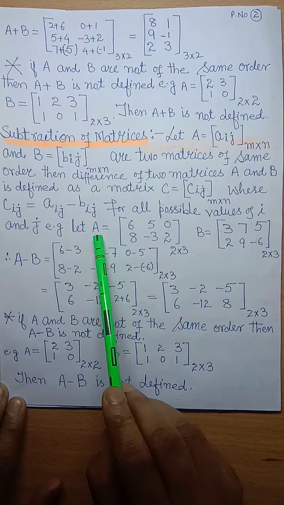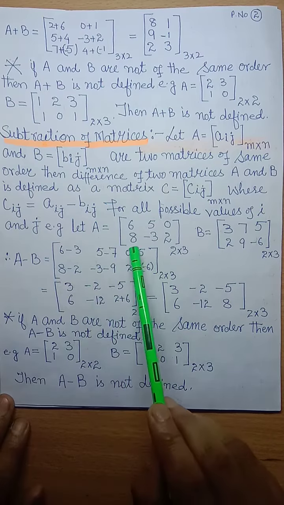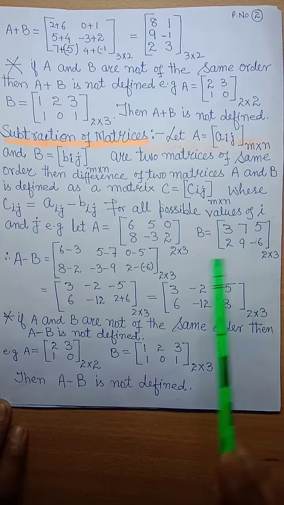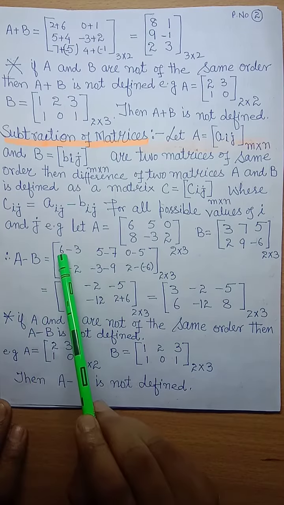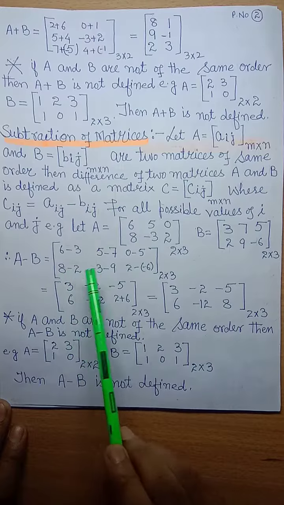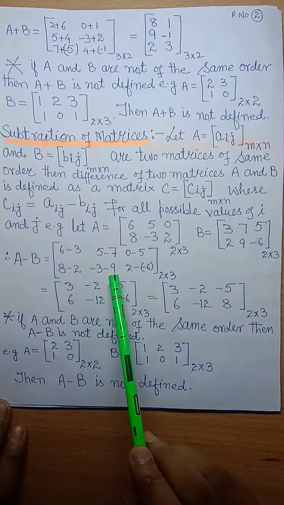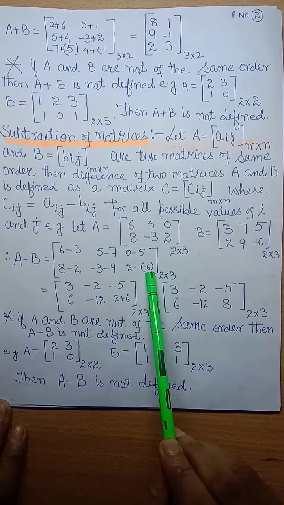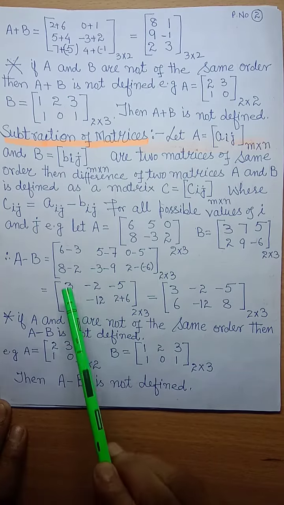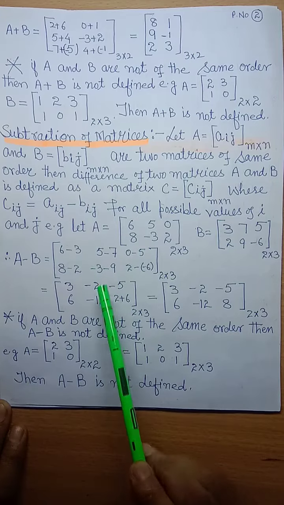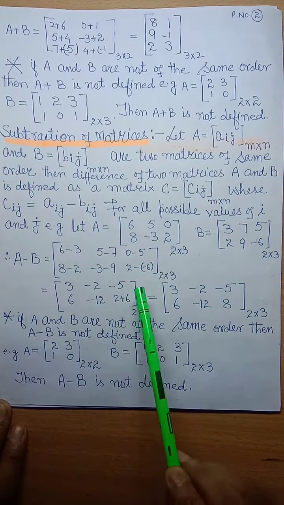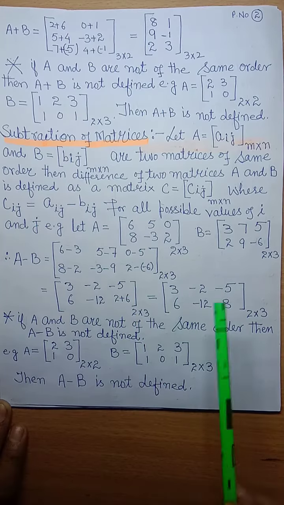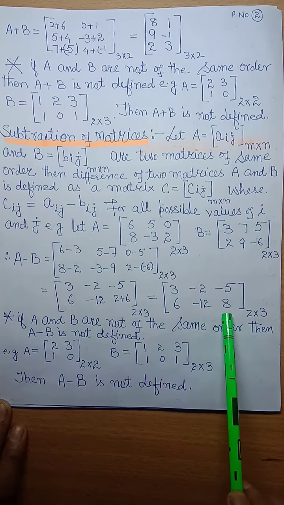For example, let A is equal to 6, 5, 0, 8 minus 3, 2. B is equal to 3, 7, 5, 2, 9 minus 6. Therefore, A minus B is equal to 6 minus 3, 8 minus 2, 5 minus 7, minus 3 minus 9, 0 minus 5, 2 minus 6, equal to 3, 6, minus 2, minus 12, minus 5, 2 minus minus 6 equal to 3, minus 2, minus 5, 6, minus 12, 8.